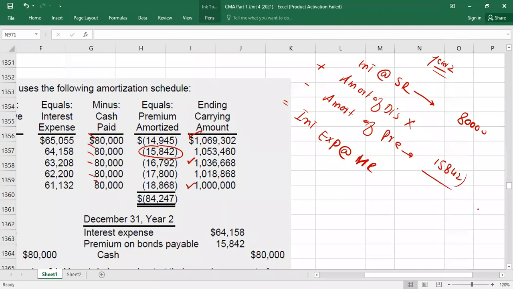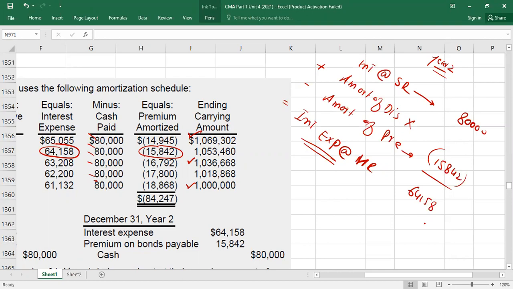15,842. Automatically it will be equal to interest expense at market rate. What is interest expense at market rate? This is interest expense at market rate, right? For year 2, 64,158. This is how you will present. Understood?